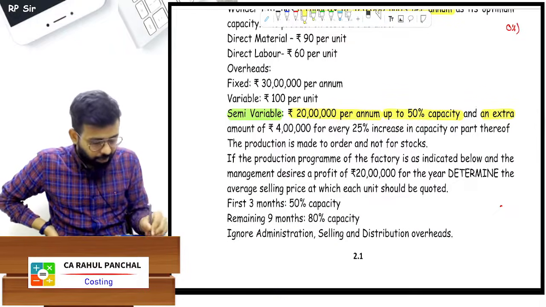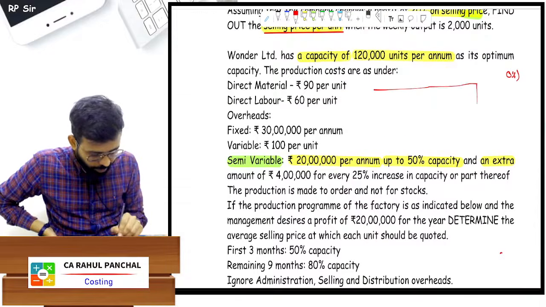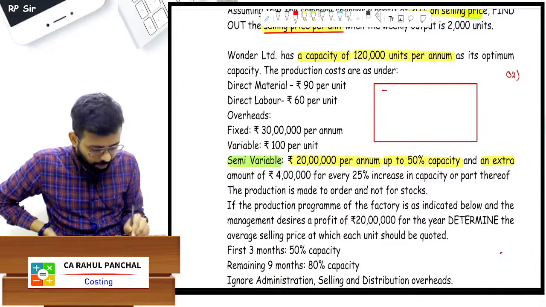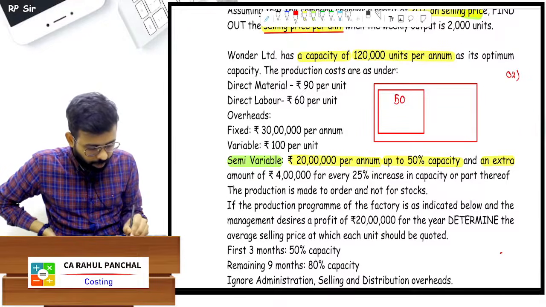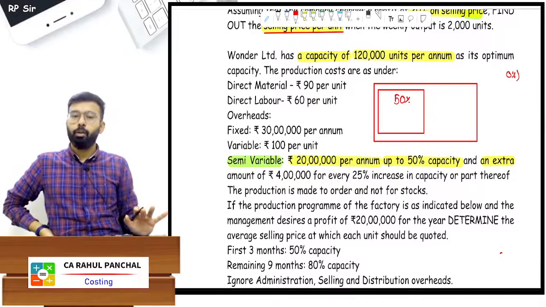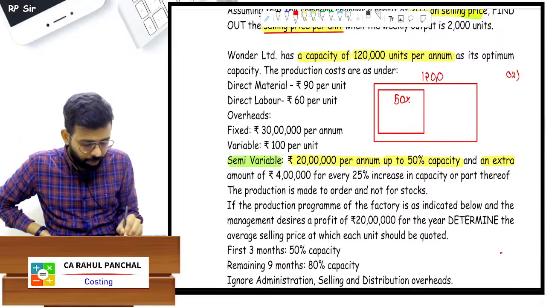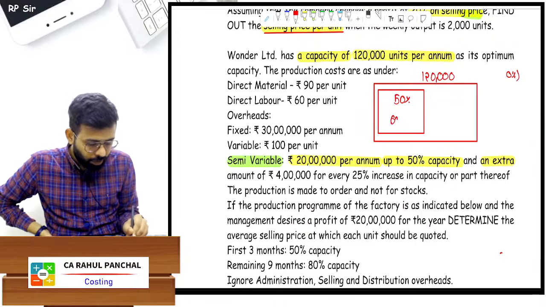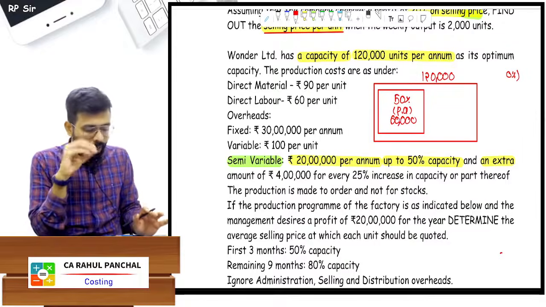Now extra, it is like this. I can give you an example. Suppose this is my factory. In my factory I have installed one machinery, and with the help of that machinery I can produce 50% of my output. My capacity is 1,20,000 units, so I can produce 60,000 units in 1 year. Per annum I can produce this much with one machinery.